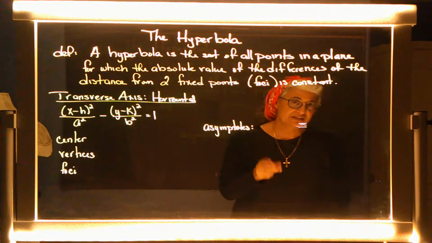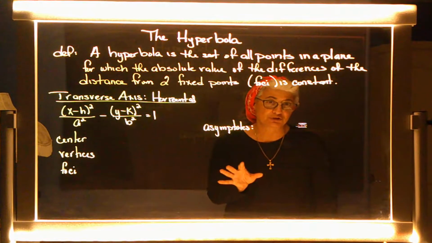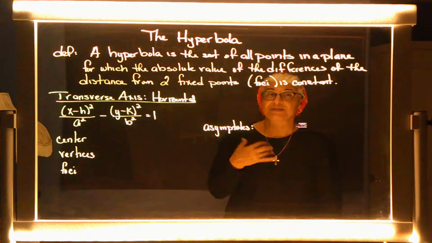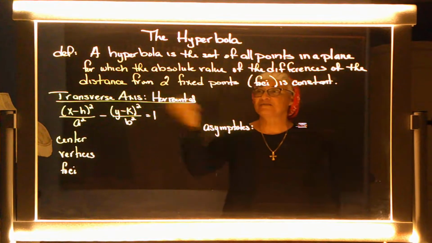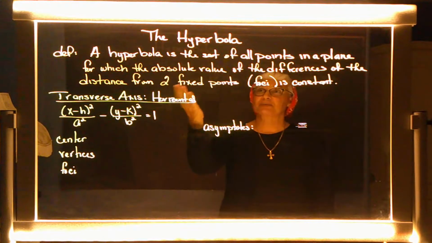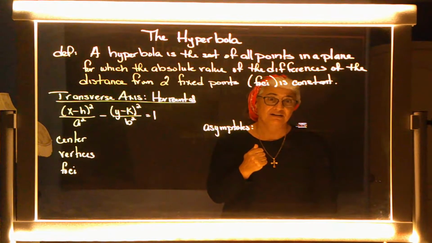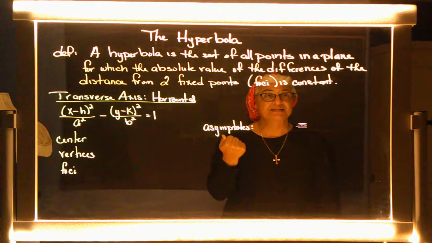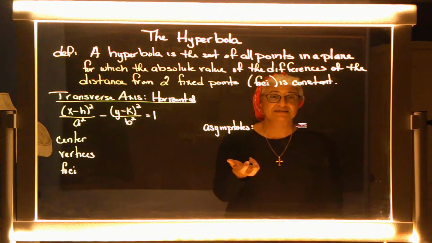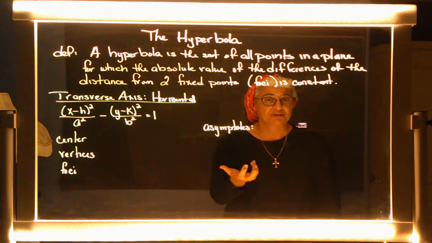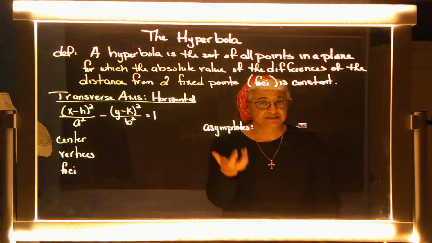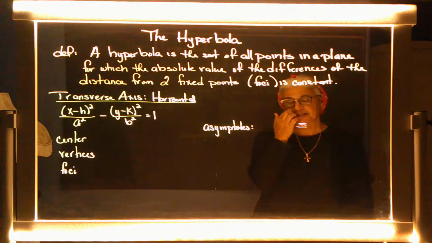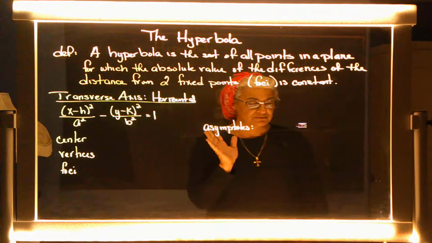Now, if you notice, this definition sounds extremely similar to that of an ellipse, except the ellipse was the sum of the distance, and in the hyperbola, it's the difference of the distances. And notice they say the absolute value because the difference of the distances needs to be a positive number, because whenever you talk about distance, distance is a positive number. Are you with me?